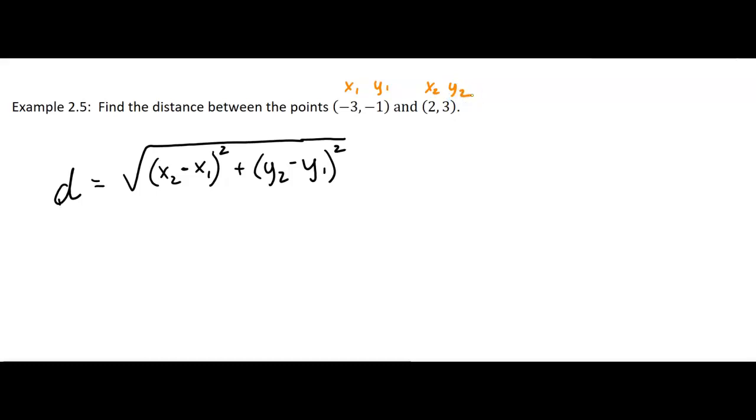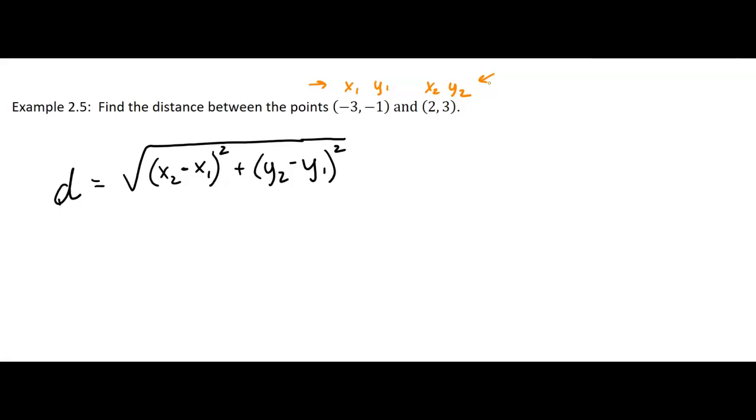Now if you're saying, oh, does it matter which point's which? It doesn't matter which point's the first point, which one's the second point. You do have to keep them together though, like the x1 and the y1 have to be for the same point, and the x sub 2 and the y sub 2 have to be for the same point. I usually just have the first point be the first point and the second point be the second point.